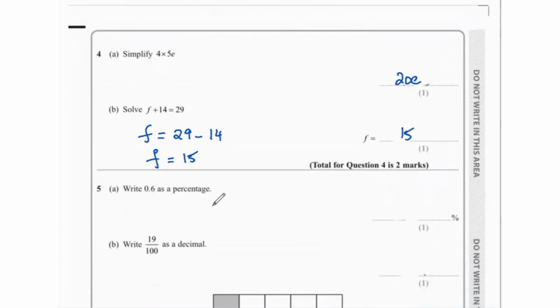Then write 0.6 as a percentage. To write anything as a percentage, you multiply it by 100. Never divide it, you multiply it. That's going to give us 60%. Then write 19 over 100 as a decimal. When you're writing something as a decimal, imagine that the numerator has a decimal at its end. So if it's division, you move the decimal that many places to the left-hand side. We have 2 zeros in 100, so we move the decimal 2 places to the left-hand side. If it was multiplication by 100, you would move the decimal 2 places to the right. So that's 0.19.